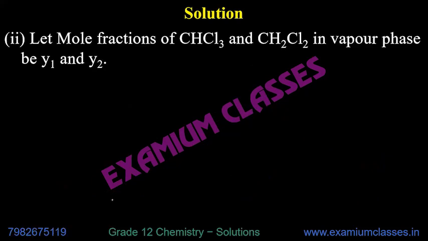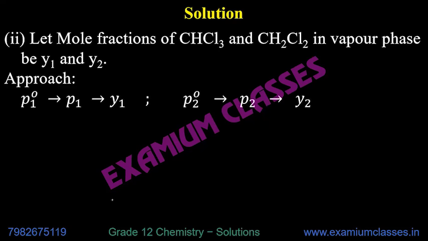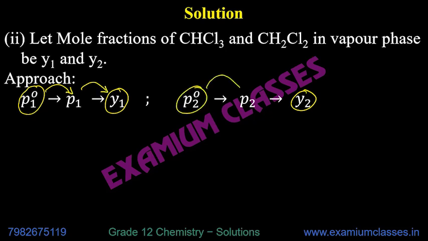So let the mole fractions be Y1 and Y2. The approach will be: we need to get Y1 and Y2. We know P1 naught. From there, we will calculate P1, and from P1, we will calculate Y1. We know P2 naught. From P2 naught, we will calculate P2, and from P2, we will calculate Y2, because P total is anyway known to us.